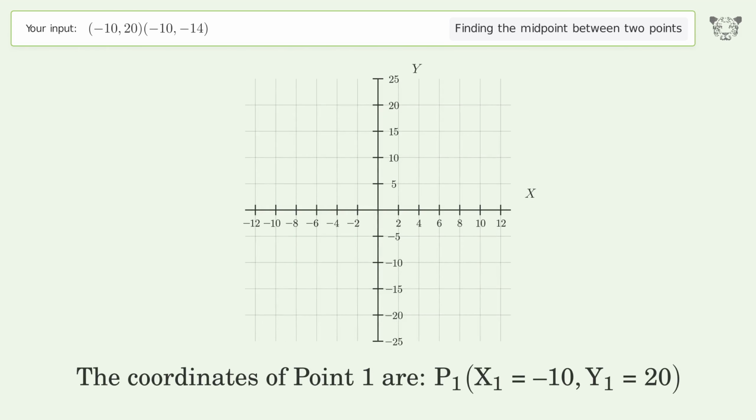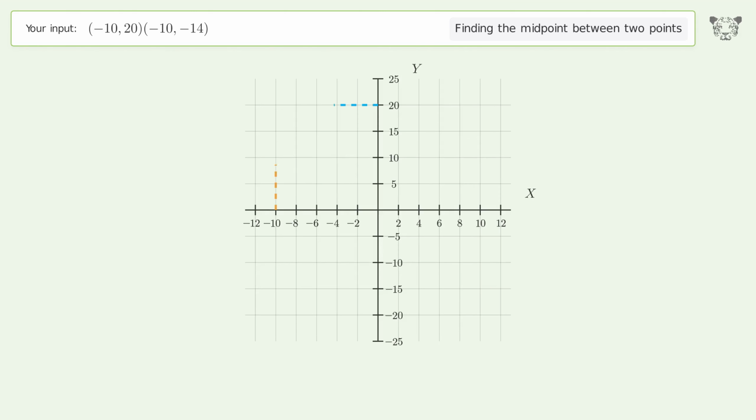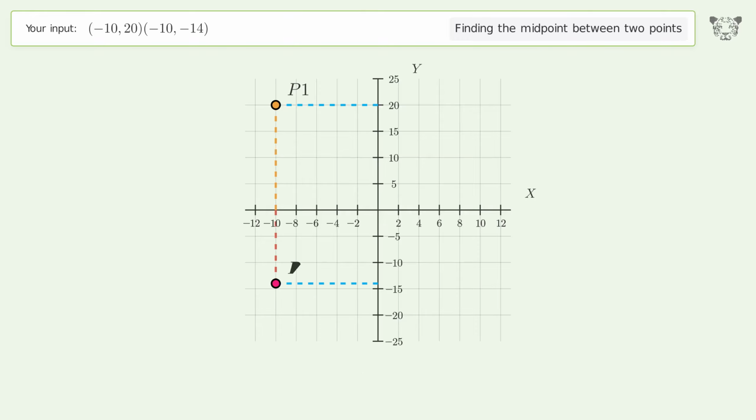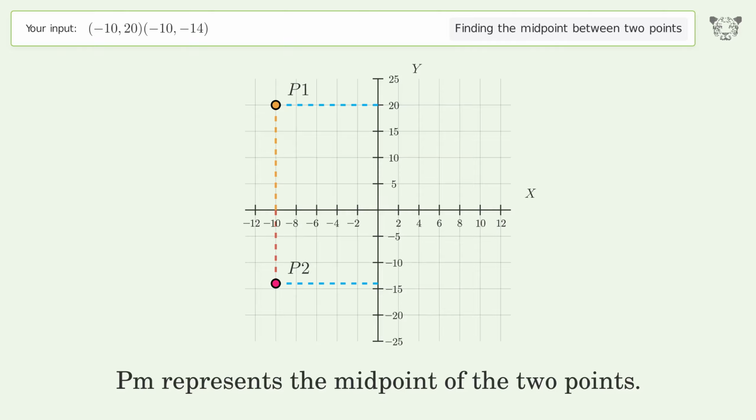The coordinates of point 1 are x1 equals -10, y1 equals 20. The coordinates of point 2 are x2 equals -10, y2 equals -14. PM represents the midpoint of the 2 points.